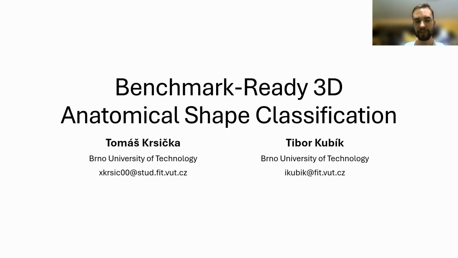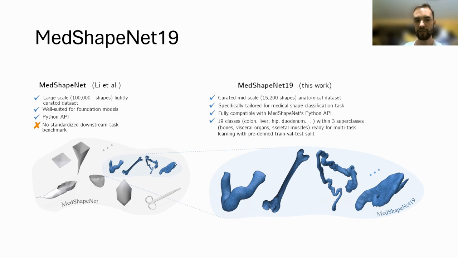My name is Tomáš Krsička and I'll present our work on benchmark-ready 3D anatomical shape classification. 3D anatomical shapes are often represented as meshes, which makes graph neural networks a great tool for modeling them. But there are two problems. First, there hasn't been a standard benchmark dataset for medical shape classification, which makes it hard to compare methods. Second, existing graph pooling methods either lose important structural details or are too slow for high-resolution medical meshes.